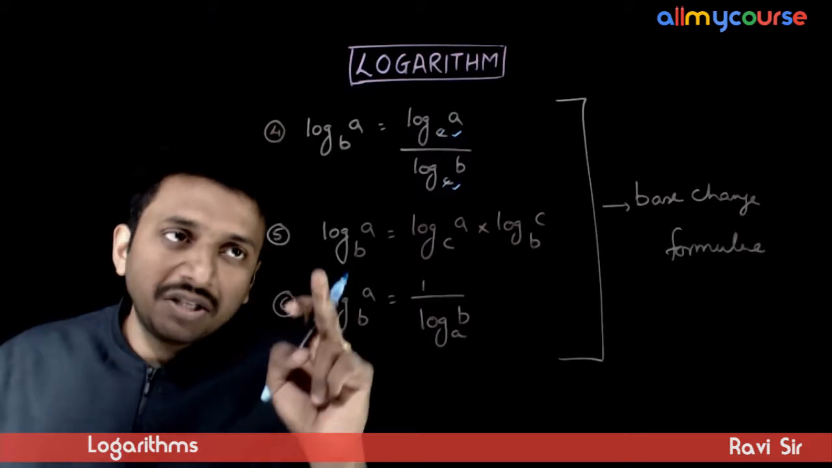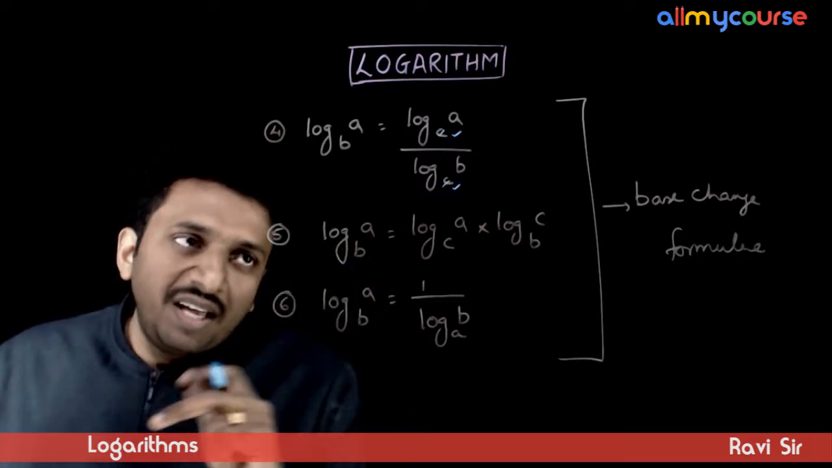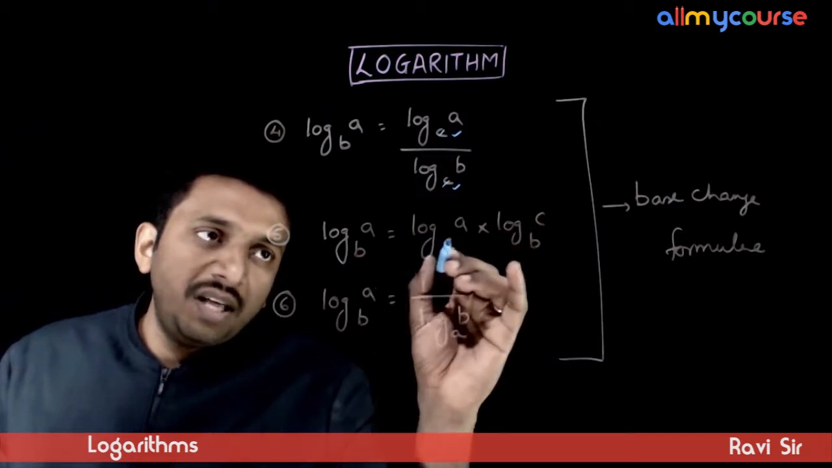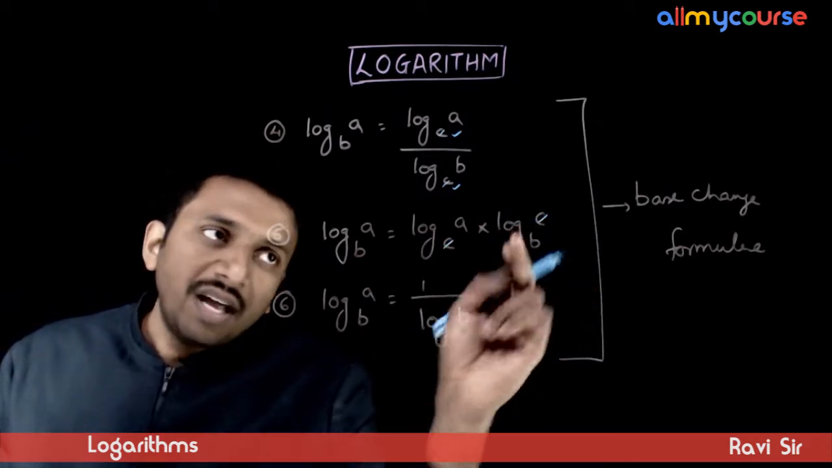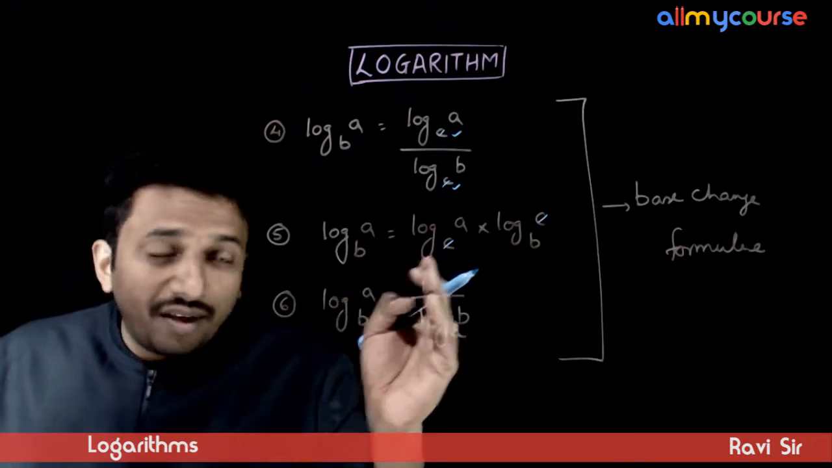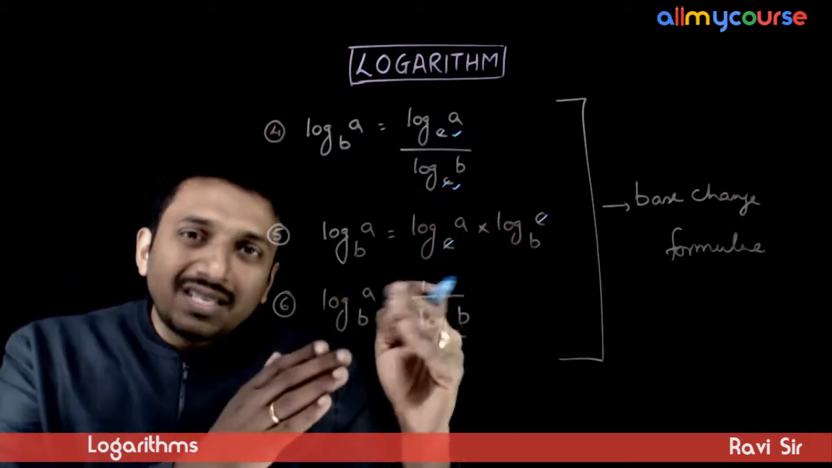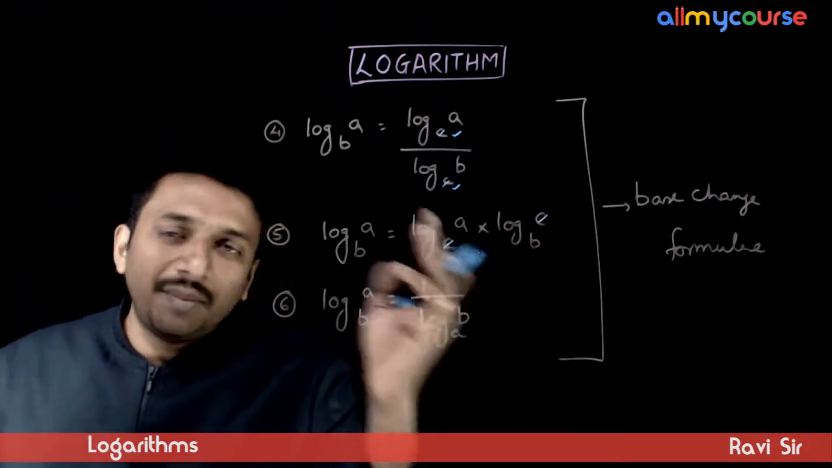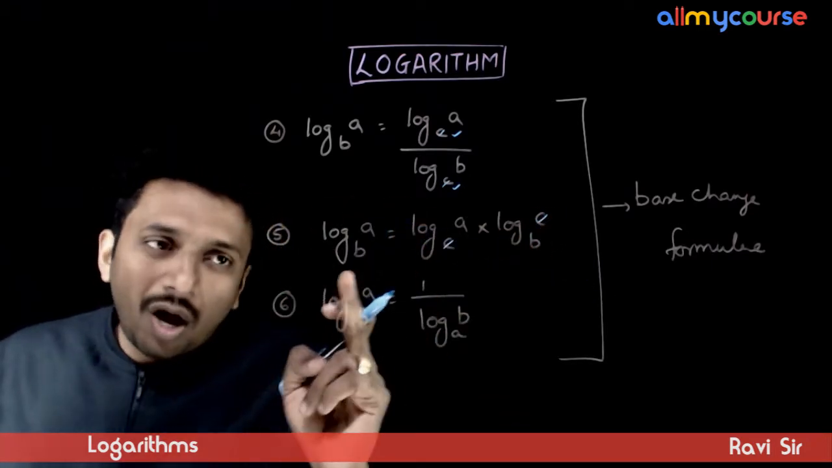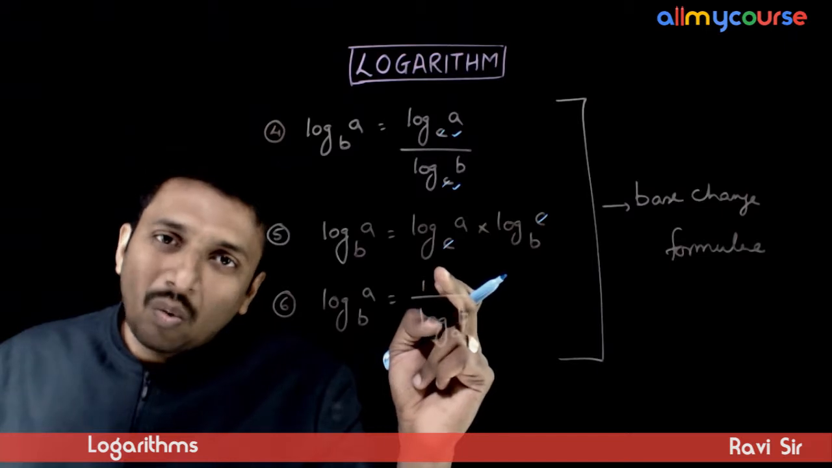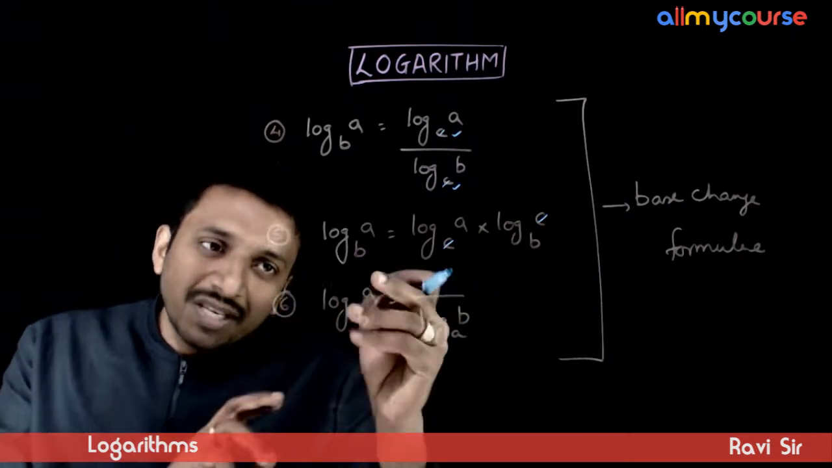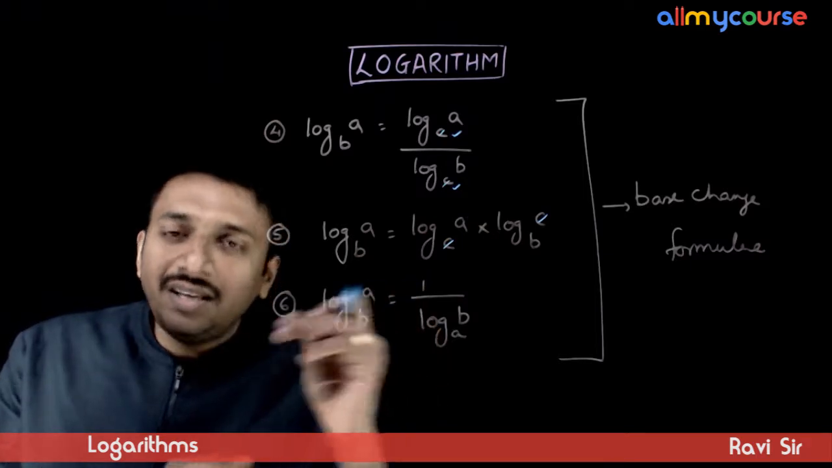Similarly, in multiplication, log A to the base B can be written as log A to the base C into log C to the base B. Here C and C get cancelled and B comes here. Effectively this is not getting cancelled, but as a way to remember this, you can think of these getting cancelled and B coming here. And log A to the base B can be written as 1 by log B to the base A. So if you want to take this to the denominator, you just need to interchange the base and the argument.